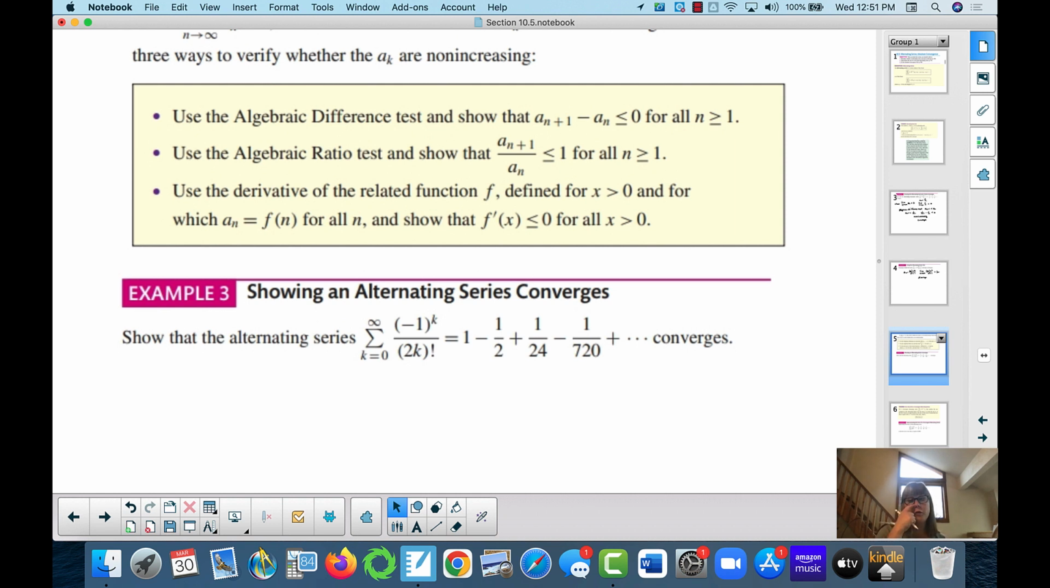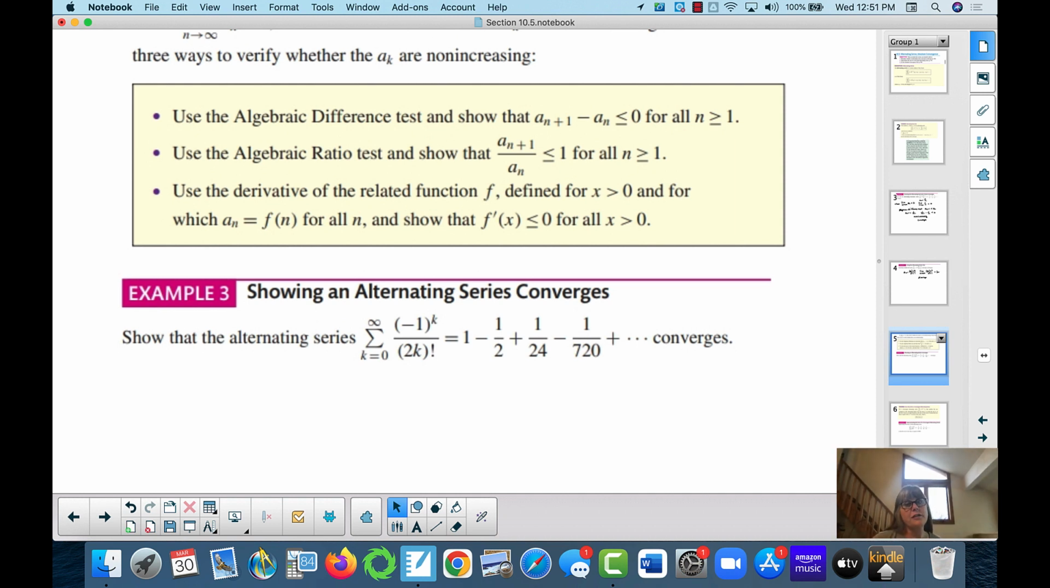And you show that the derivative of that f of x function is less than or equal to 0. So if the derivative of that function is less than or equal to 0, that makes it a non-increasing function. We learned that way back at the beginning of calculus when we were learning about derivatives: if the derivative of a function is negative, that means the function is decreasing, and if it equals 0, it's constant, so the function is not increasing. So that's another test that you can do.